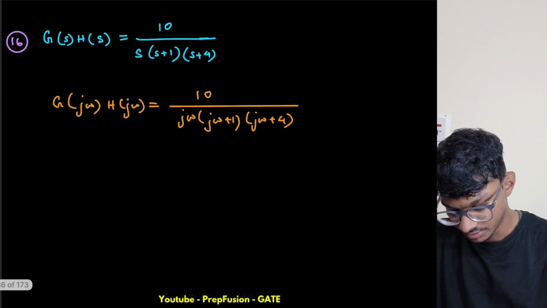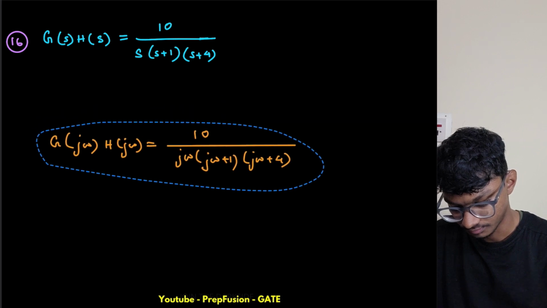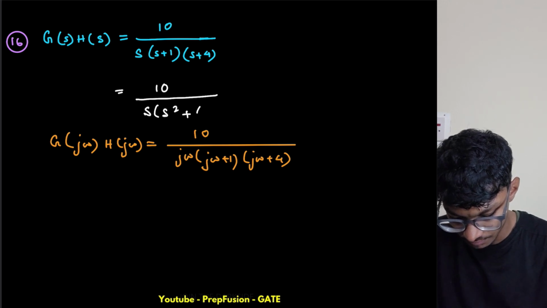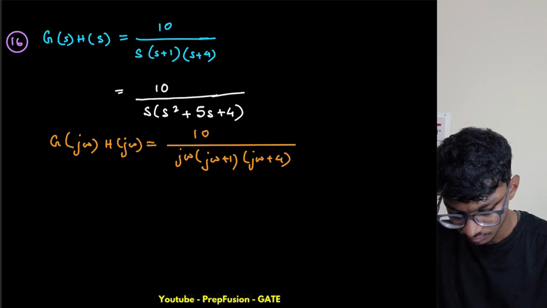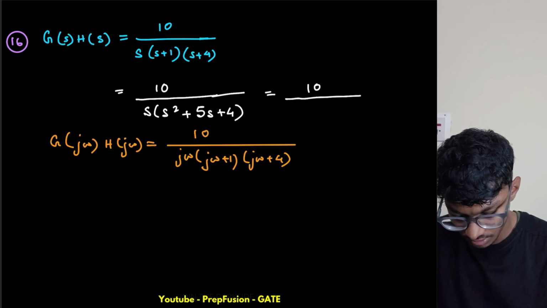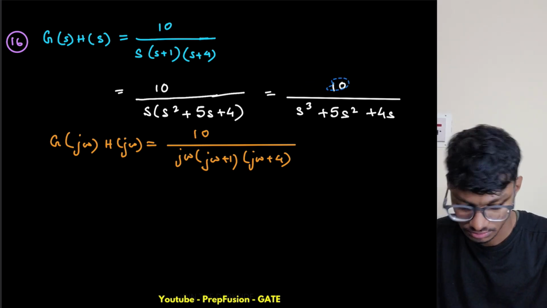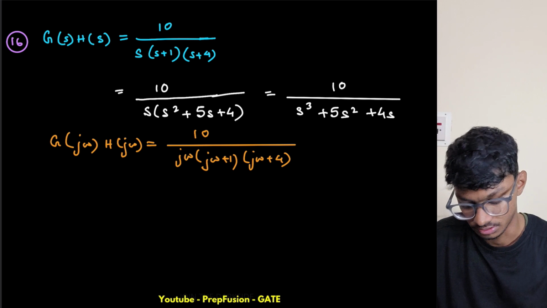Simply, if we further simplify this one, we can write this as 10 divided by s into (s square plus 5s plus 4), which is 10 divided by s cube plus 5s square plus 4s. Okay, so this is what my OLT is.